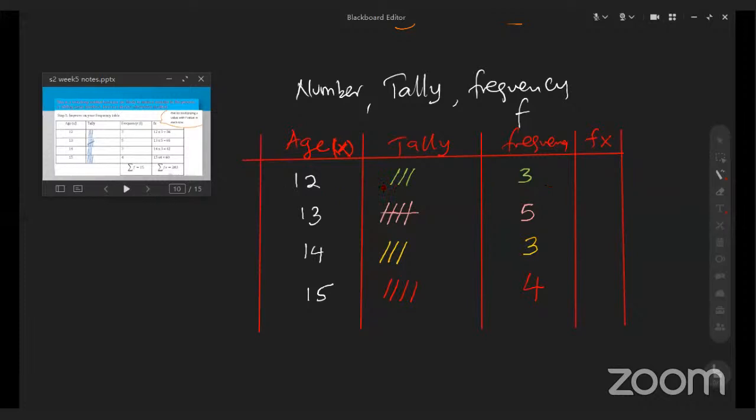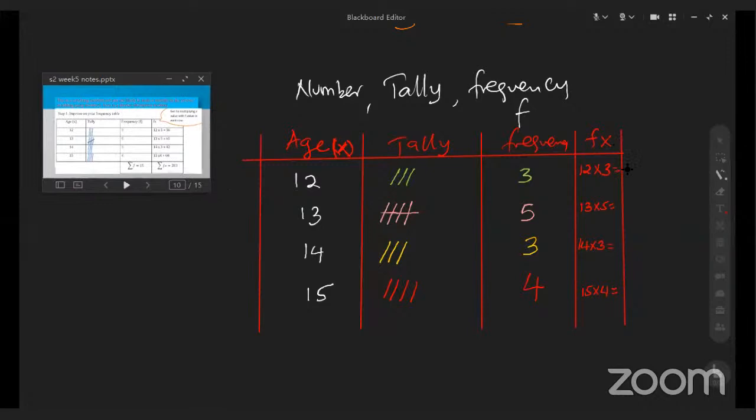So here you'll be having 12 times the 3, then you get your answer there. Then here you'll be having 13 times the 5, then you pick your answer there. Then here you'll be having 14 times the 3, and you get your answer there. And lastly, you'll be getting 15 times the 4, and you'll get your result there. Someone who is using a calculator, give us some results of fx by show of hands.